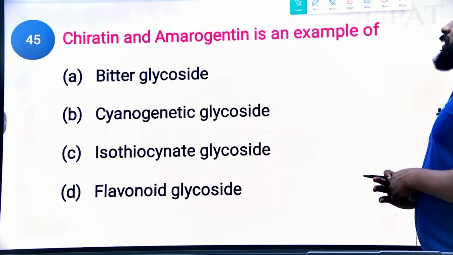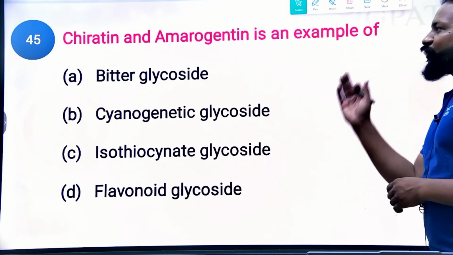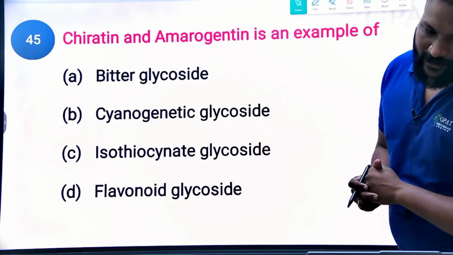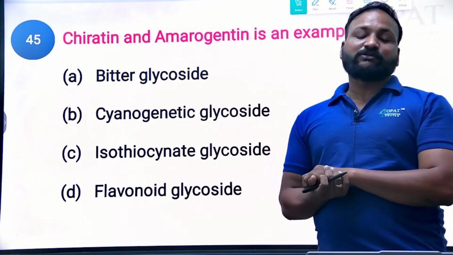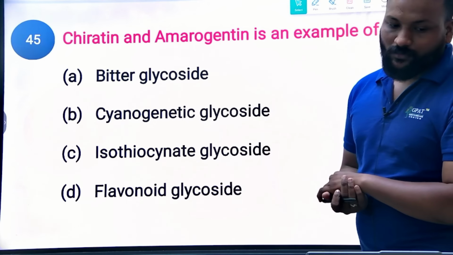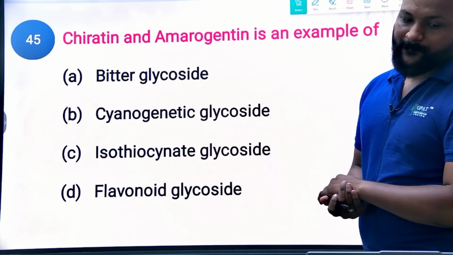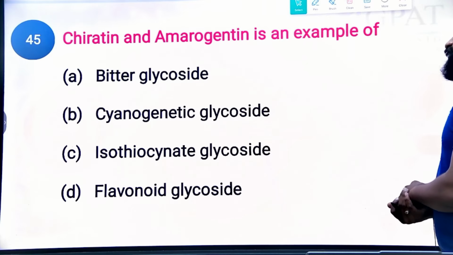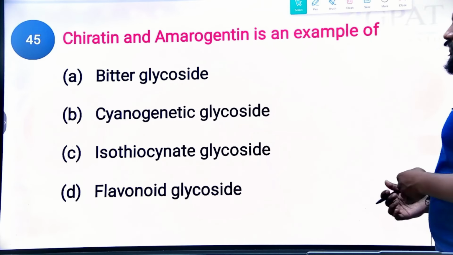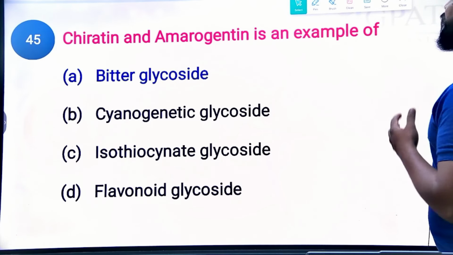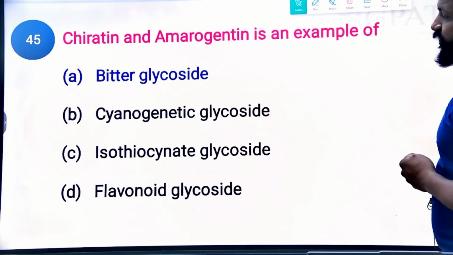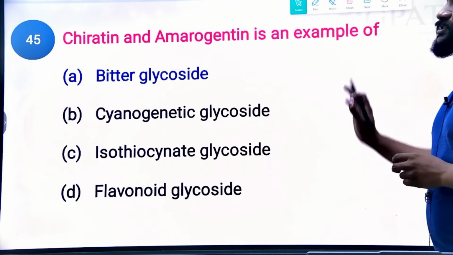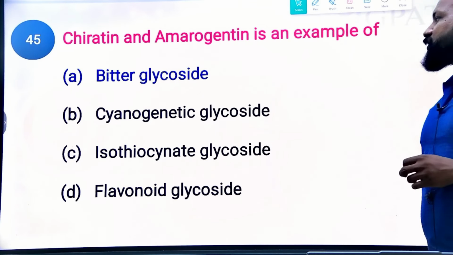Chiratin and amarogentin are examples of which of the following classifications? Options: beta glycoside, cyanogenetic glycoside, isothiocyanate glycoside, and flavonoid glycoside. What is the right answer? Come on, dear students. Flavonoid glycoside, or which one? Undoubtedly, they both belong to the bitter glycosides. Chiratin and amarogentin are bitter glycosides. You can see the classification I told you before.